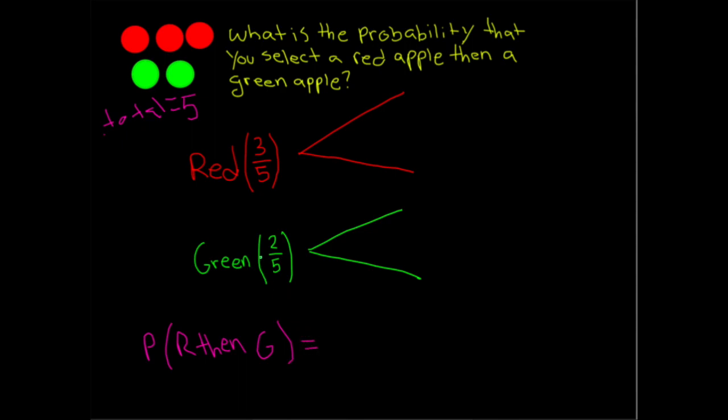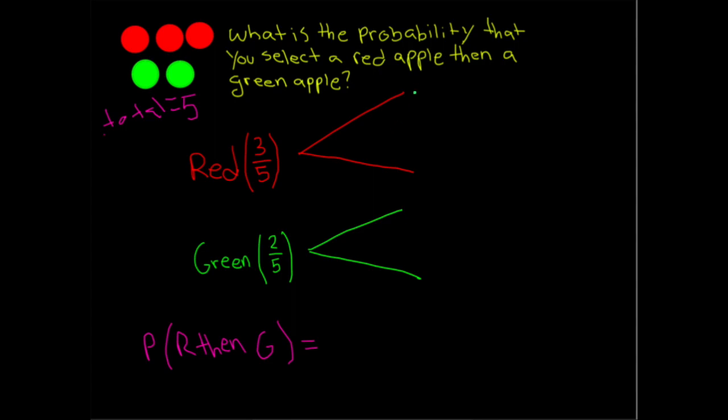So I have the first 2 starting positions of our tree diagrams right here. So red is 3/5 because there are 3 red apples out of our total of 5. The probability of selecting red is 3 out of 5. Green, 2 out of 5 because there are 2 green apples out of our total of 5.